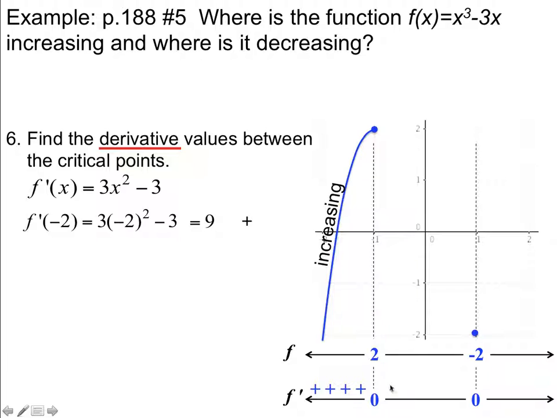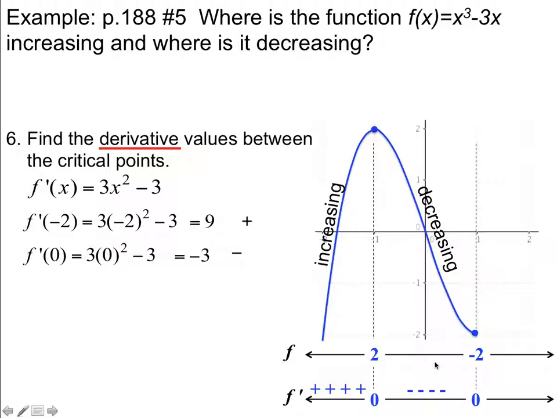And then I'm going to check this region now. I'm going to pick x equals 0 to plug into my derivative function. When I plug in 0, I get -3. Again, it's nice to know that the derivative is -3, but the only thing I really care about is that the derivative is negative. Since the derivative is negative at 0, it's negative everywhere between these critical points, because there's nothing in this domain to cause the function to bend and change direction. So the derivative values are all negative across this domain, which means I must have a decreasing function from this point all the way to that point. So it must look like that.